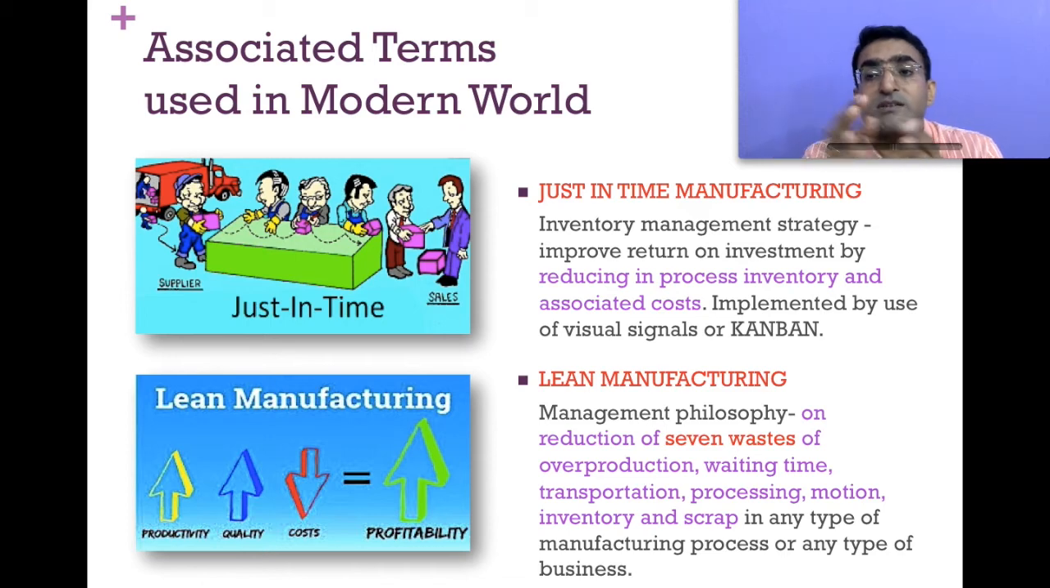In this, we try to avoid seven different wastages: overproduction, waiting time, transportation, processing, motion, inventory, and scrap. Scrap means whatever garbage comes out of the process.